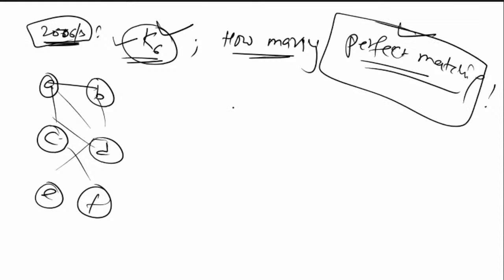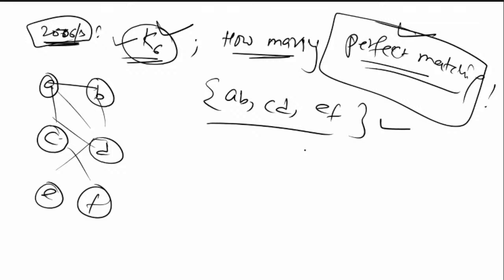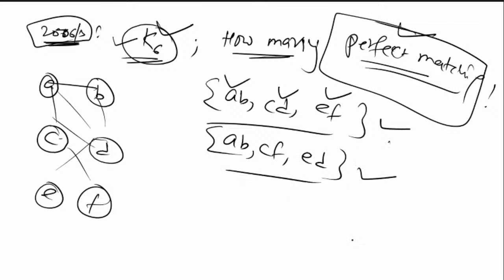So like this is one possible perfect matching: you take AB, you take CD, you take EF. You can see every vertex is covered. Similarly, you can take AB, you can take CF, you can take ED. So this is also a perfect matching, and so on. So how many perfect matchings are possible, he is asking, the number of perfect matchings.